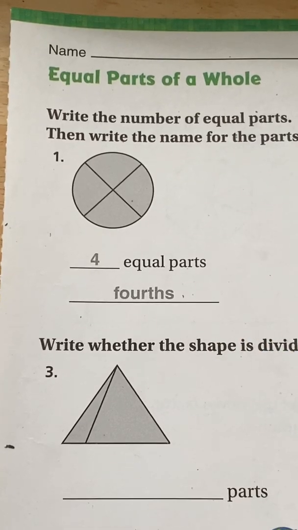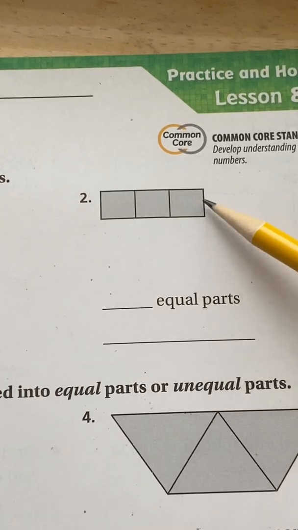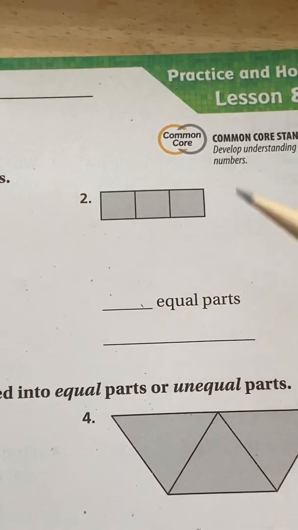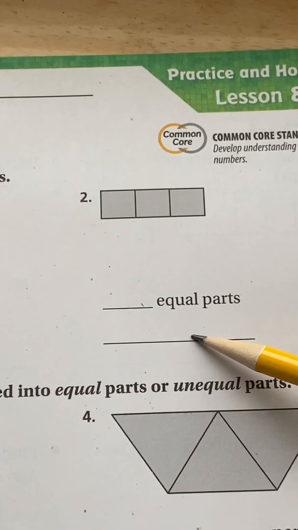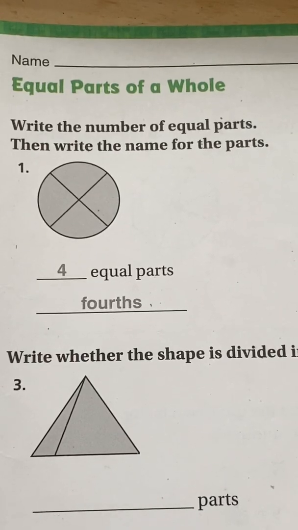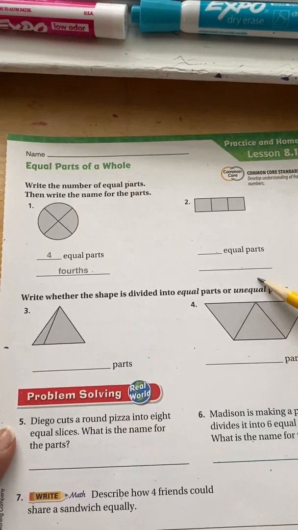Now, when you're ready, you're going to then go to number 2 and you're going to tell me how many equal parts and write the number, and then you're going to tell me what that number represents. What do we call that number? Just like they did for number 1. All right, so I am not going to do number 2 for you.